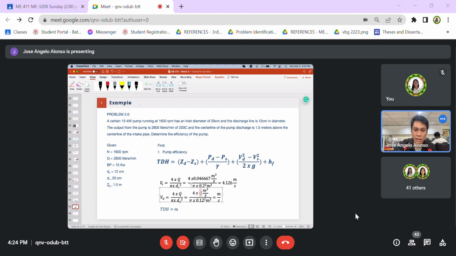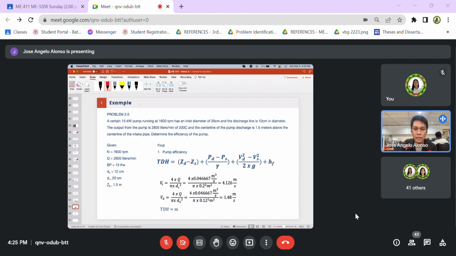Same din sa ating velocity sa discharge. Let's divide the volumetric flow rate, which is 0.0467 cubic meter per second, to the area ng ating discharge flange, which is pi d squared over 4. Yung ating diameter will be 0.12 squared. Then makukuha natin velocity here will be 1.48 meter per second.